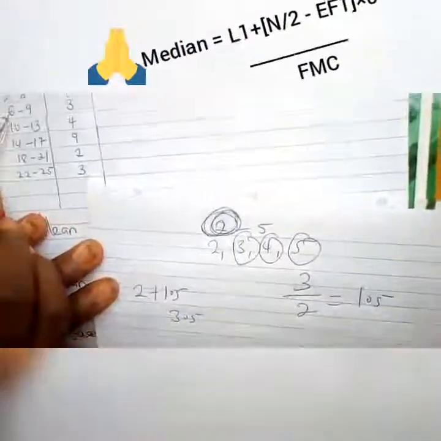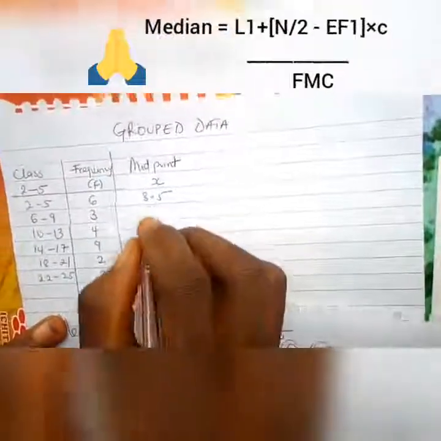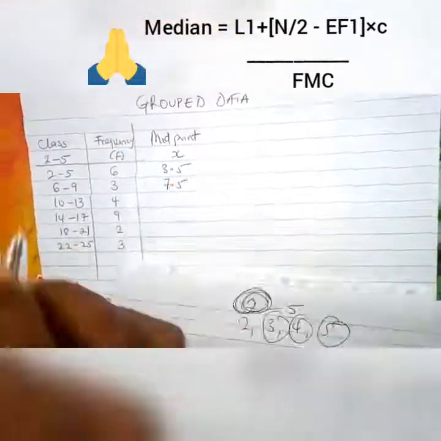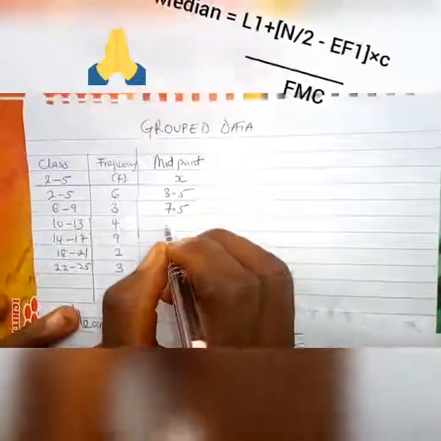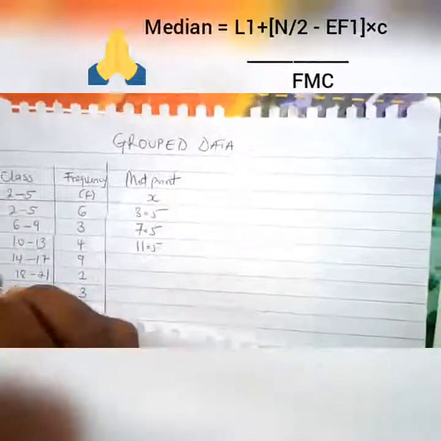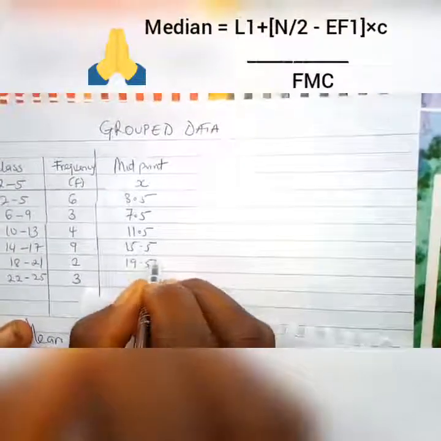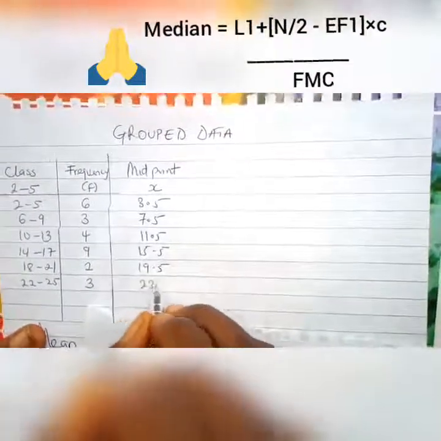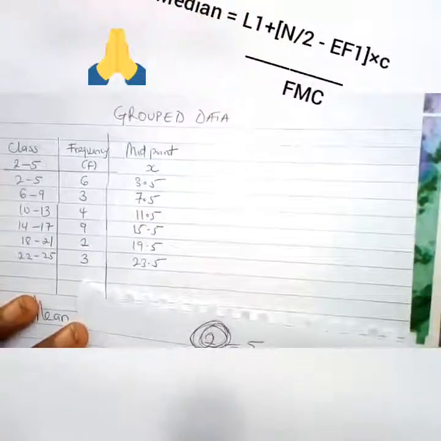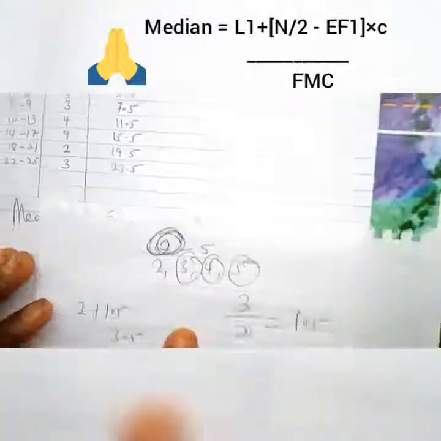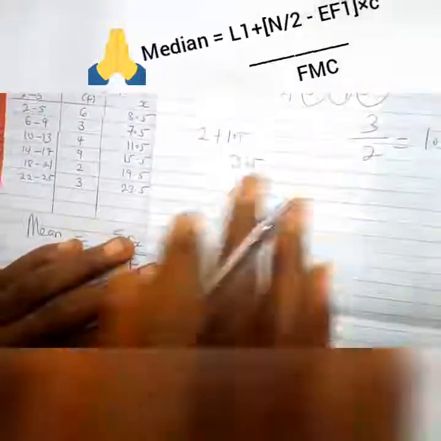Add the 1.5 again to this 3.5. That gives you 7.5. Add it to this one. That gives you 11.5. To this, 15.5. To this, 19.5. And to this, 23.5. And if you are not comfortable with this formula, you can simply do it this way.